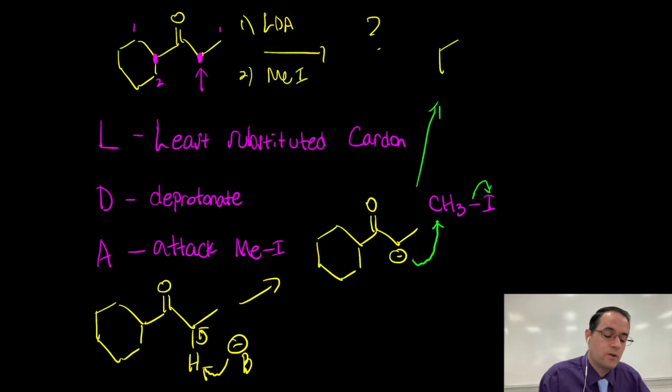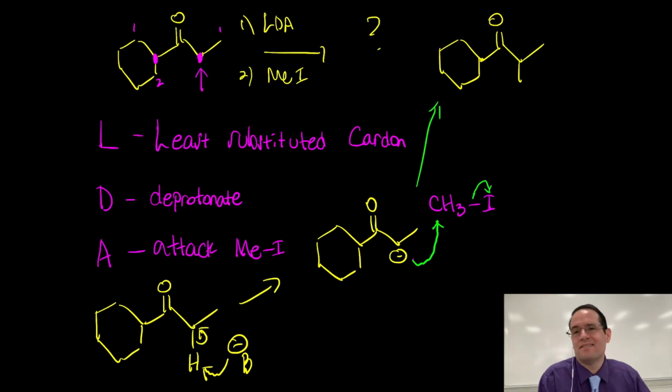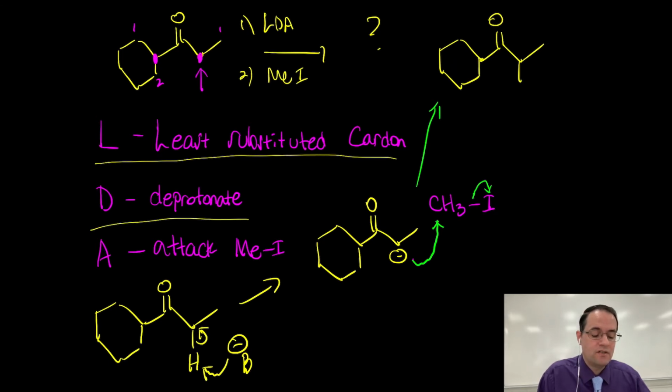So we're going to form our starting molecule. It looks kind of like that. And then you just need to add a line on the right alpha carbon. So LDA stands for look for the least substituted carbon. D is deprotonate. And then A is attack your alkyl halide. In this case, it's methyl iodide.